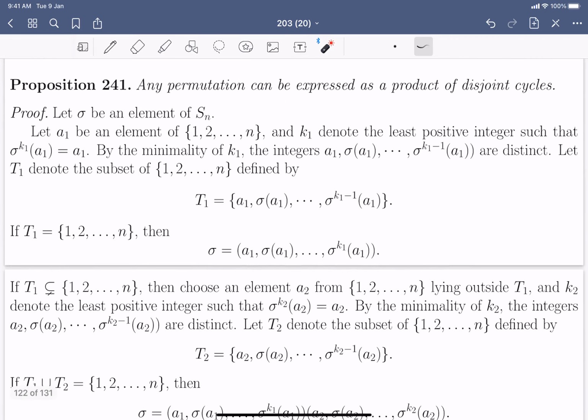Since k1 is minimal, it follows that these integers are distinct. That is, a1, its image under sigma, its image under sigma squared, all the way to its image under sigma raised to k1 minus 1, are distinct. This set, a1, sigma a1, till sigma raised to k1 minus 1 applied to a1, is a set of size k1. And if this set consists of all the integers from 1 up to n, then sigma is exactly equal to this cycle. This is clear.